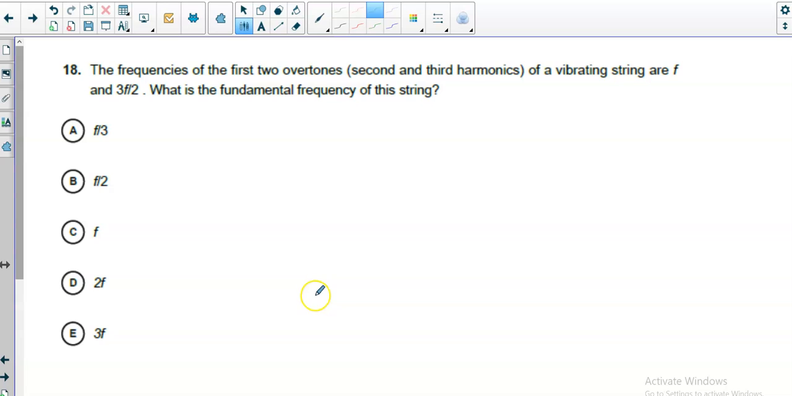Frequencies of the first two overtones, for the second and third harmonics of a vibrating string, are F and 3F over 2. Fundamental frequency will be the difference between them. So it'll be 3F over 2 minus F. Or if you want to, 2 over 2F, that's just 1. So I have 1 over 2F, or F over 2.